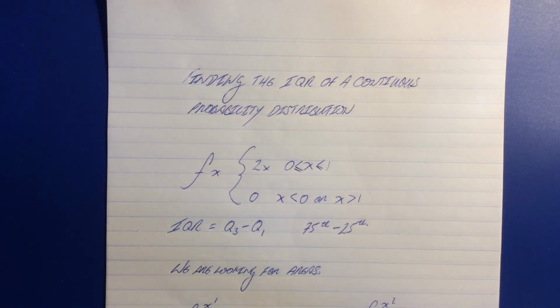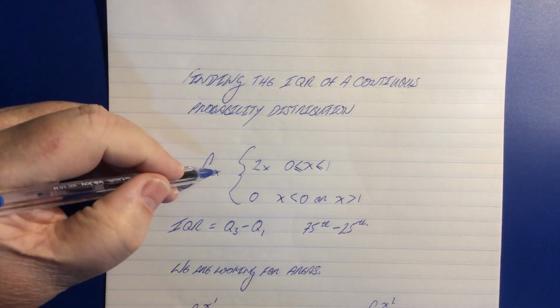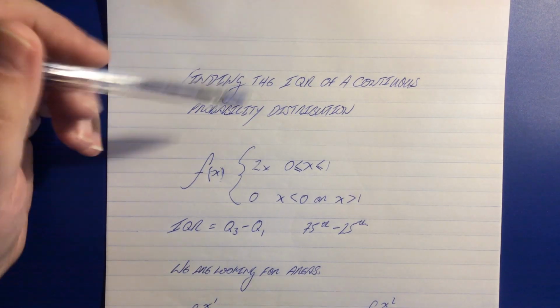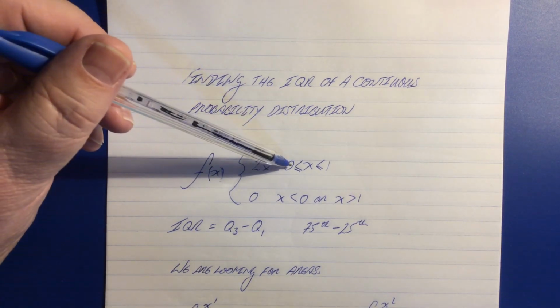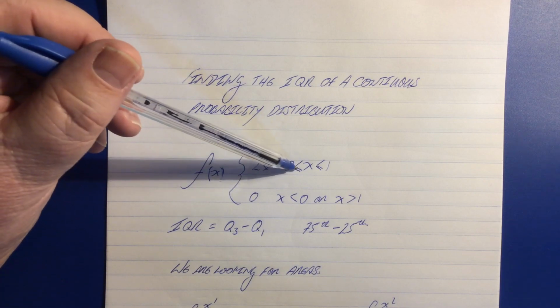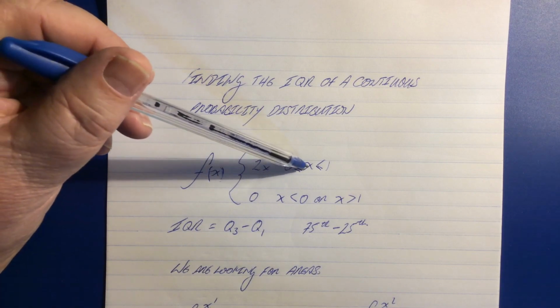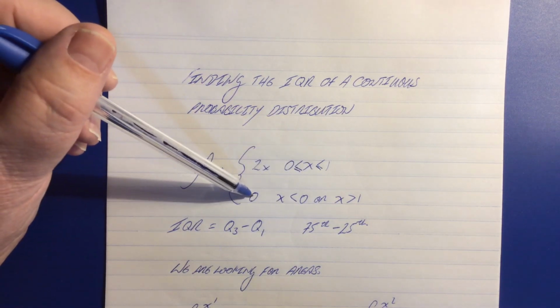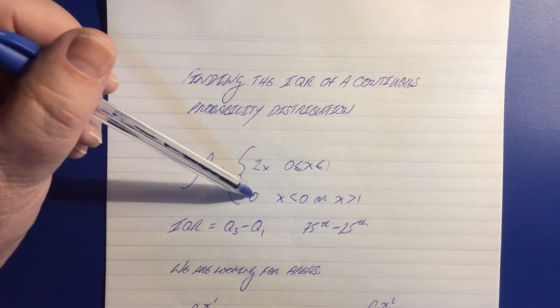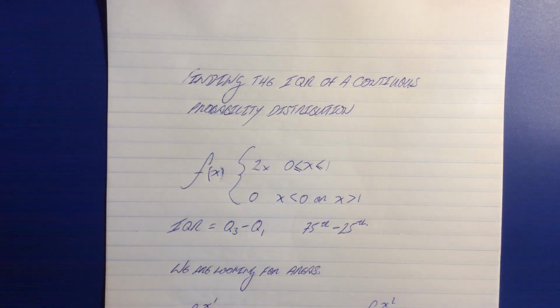Hi, I'm an old guy and I do maths, and today we're going to find the interquartile range of a continuous probability distribution. And here's our function, which describes this distribution. And it's in two parts. f(x) equals 2x, where x is greater than or equal to 0 and less than or equal to 1. And for all other values, f(x) equals 0.